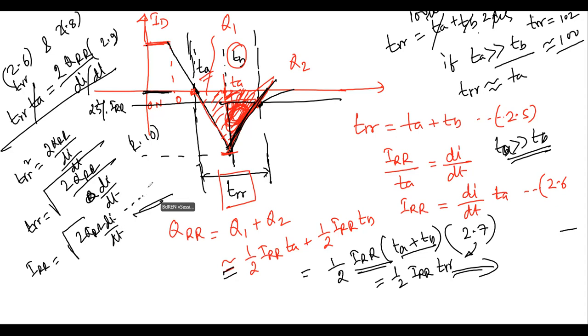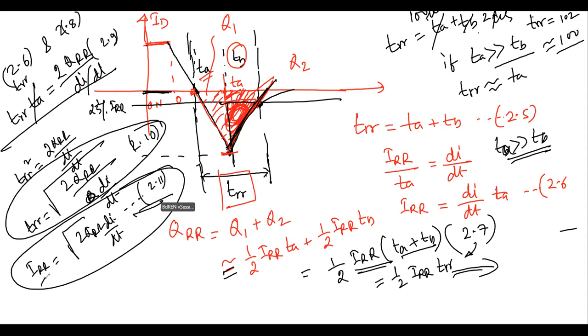This is a very easy derivation. You don't need to worry about it. So we can use this equation to find out TRR and IRR. But what is the condition? The condition is that TA is much greater than TB.